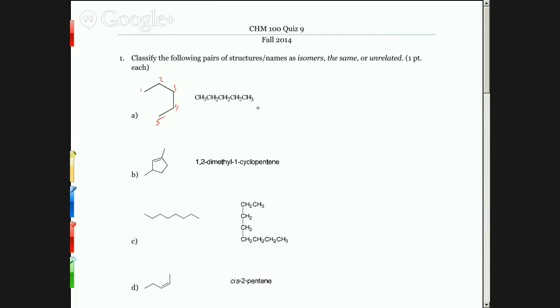What about this one? Same thing. Count the carbons. No substituents. Pentane. So what does that make those two? Same.